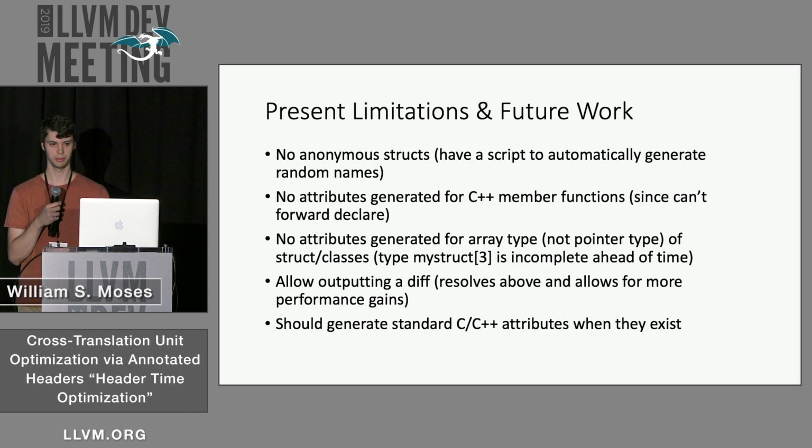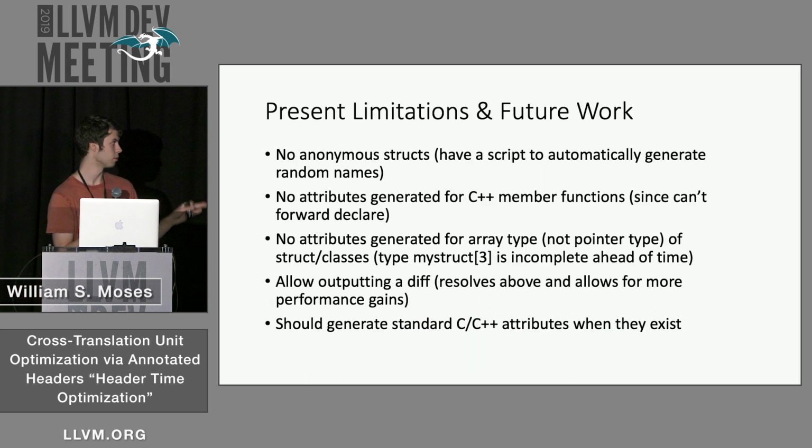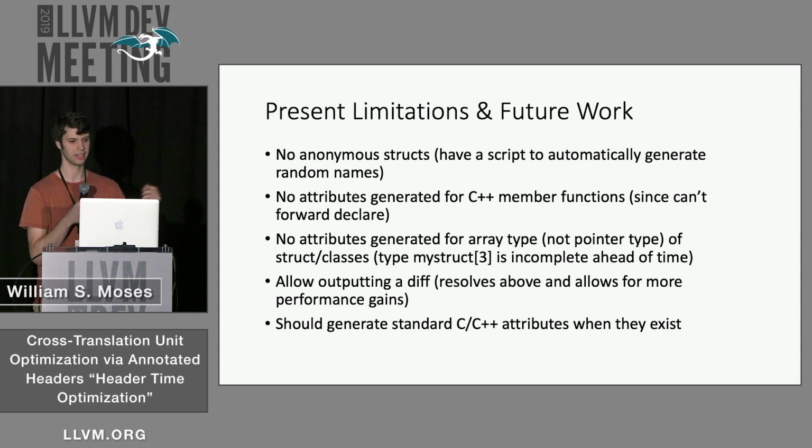Some present limitations and future work. At the moment, we don't generate new headers for any programs that have an anonymous struct, and we resolve that by having a script that automatically generates a random name for your struct. We also similarly don't generate any new attributes for C++ member functions, since you can't forward declare them outside of the class. And similarly for an array type of a struct or class, because that's incomplete ahead of time. Once we finish the pipeline version that allows you to output a diff, then we just add those attributes back into the code alone.